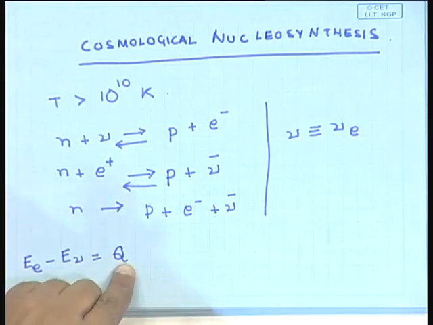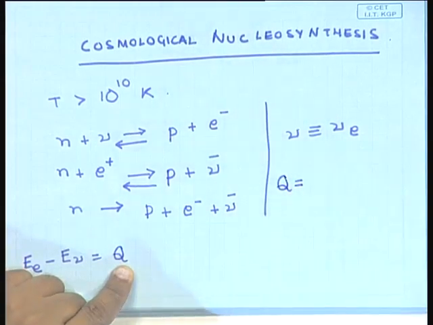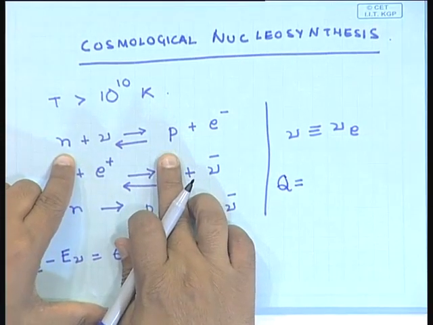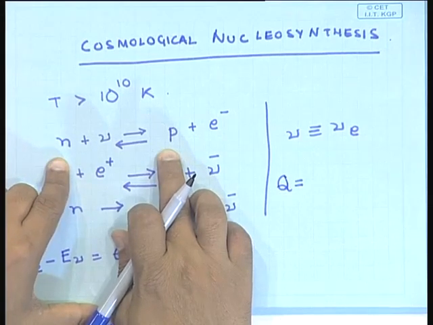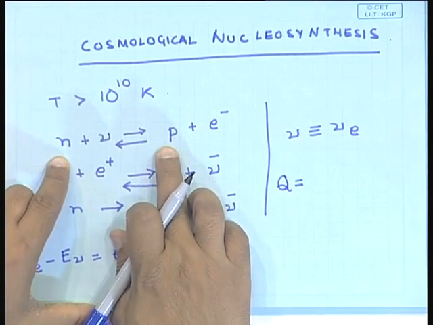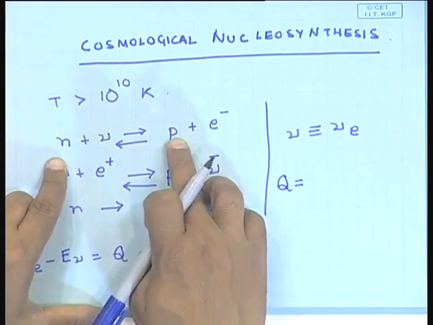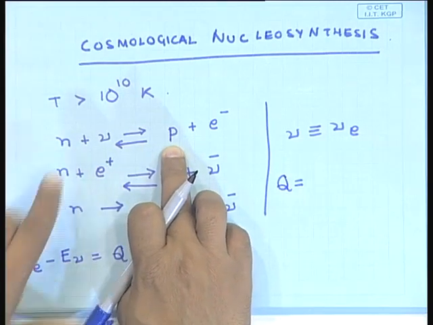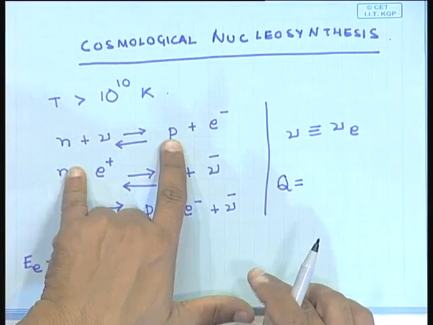Where Q is the mass difference. So you see the proton has a lesser mass compared to the neutron. The proton mass is less than that of the neutron. So there is a difference in energy. This mass difference also gives rise to a difference in energy. The proton mass is lower. Okay. So there is a difference in mass between the proton and the neutron.